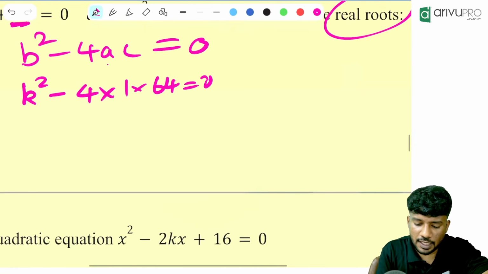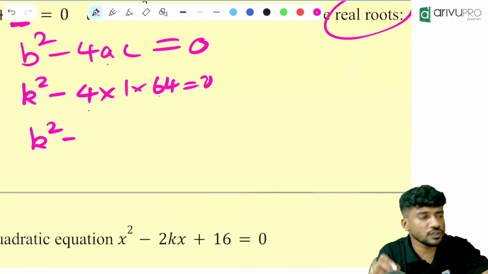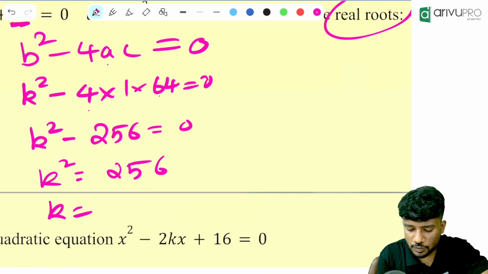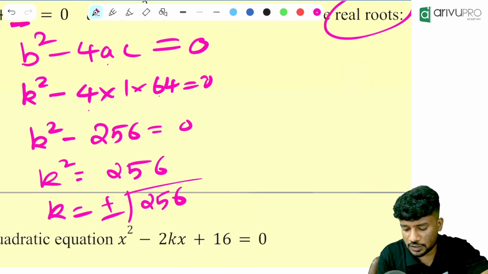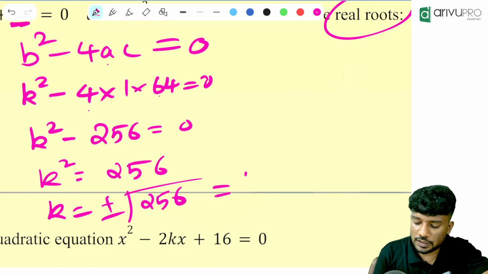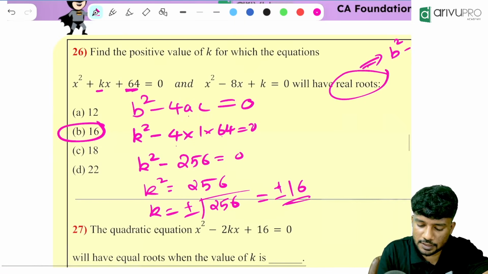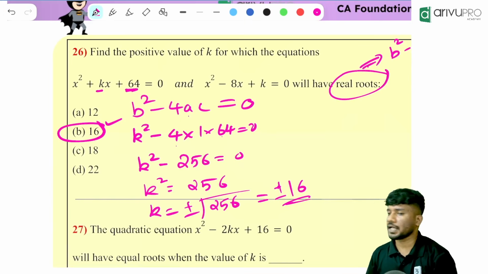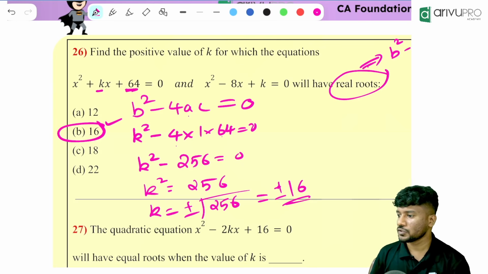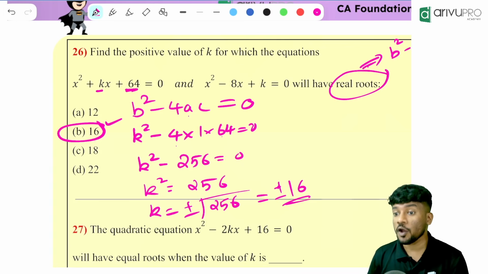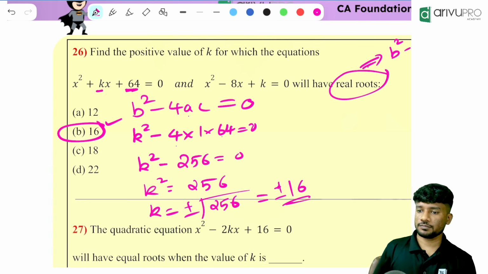From here you tell me the answer. k square minus 4 into 64 is how much? 256 is equal to 0. k square is equal to 256. k is equal to plus or minus root of 256. How much is root 256? 16. Plus or minus 16 is the answer. But looking at the options, only one option is there. What is the answer? Option B is your answer. Understood, people? So there can be such a question and it is very easy to solve. Just you need to know that when it is real, b square minus 4ac is greater than or equal to 0. Okay.